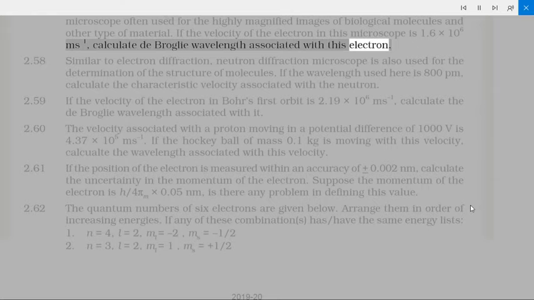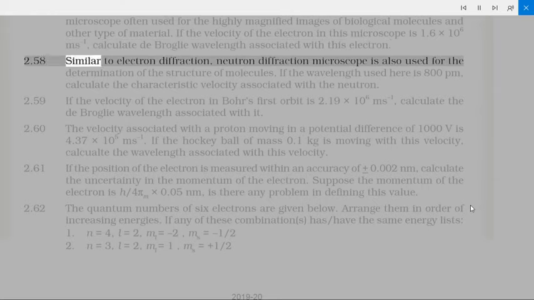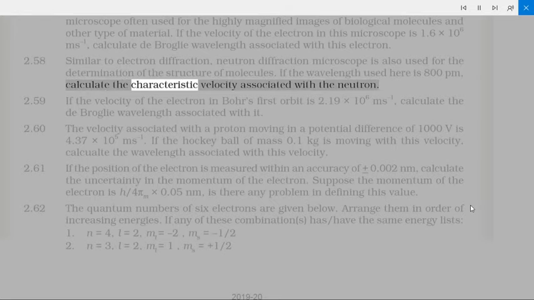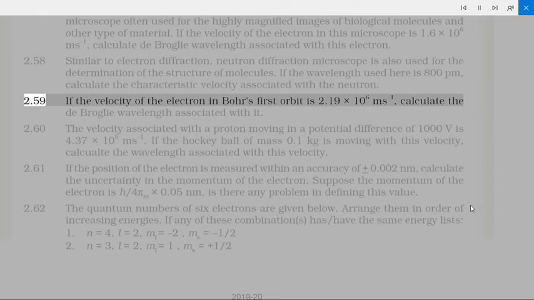2.58 Similar to electron diffraction, neutron diffraction microscope is also used for the determination of the structure of molecules. If the wavelength used here is 800 pm, calculate the characteristic velocity associated with the neutron.